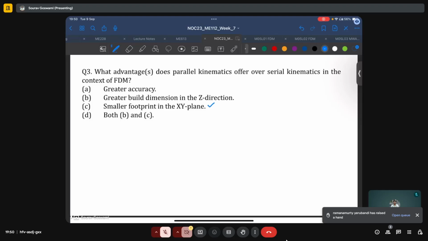And typically they can be very tall, and so what you'll end up having is a greater build dimension in the z direction. Your build volumes can be very tall. However, we do not have conclusive evidence to say that parallel kinematics will build parts that will necessarily be, say, more accurate or will have better tolerances than a part built by serial kinematics. So both B and C are correct, meaning that option D is the correct option.